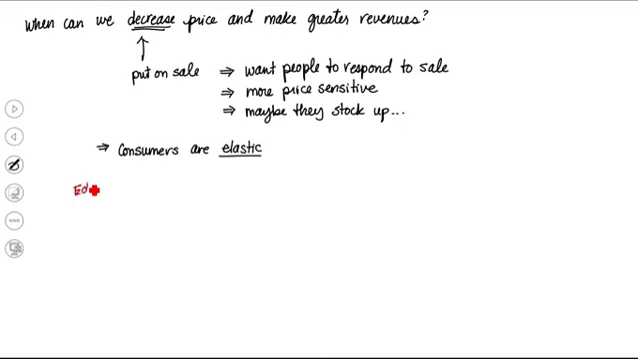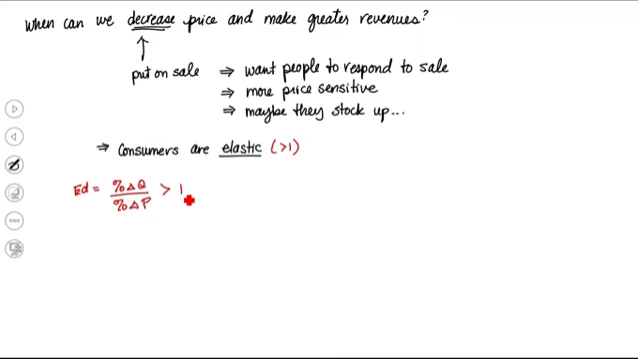So, start with your equation. Elasticity of demand. And if it's elastic, we know it's what? Greater than 1, right? So we're looking at elasticity of demand greater than 1.